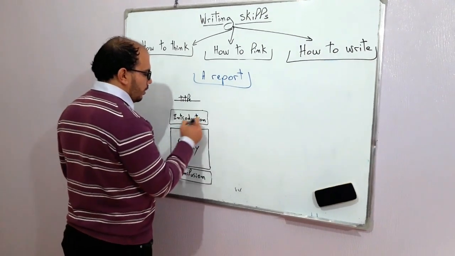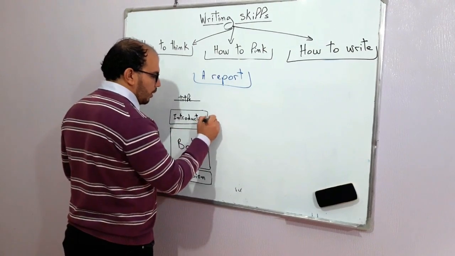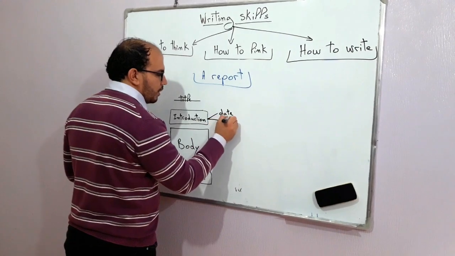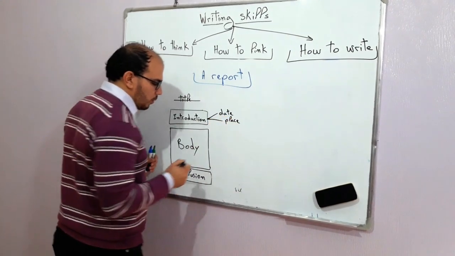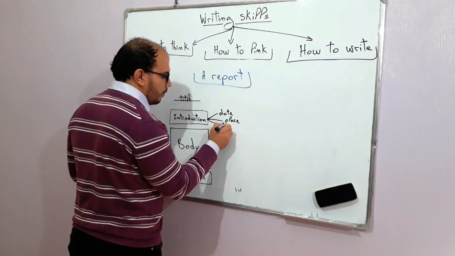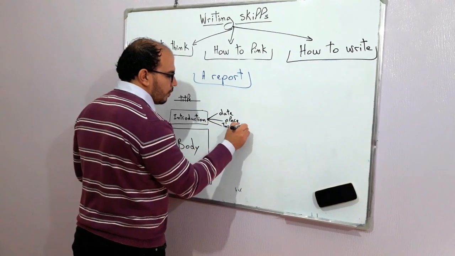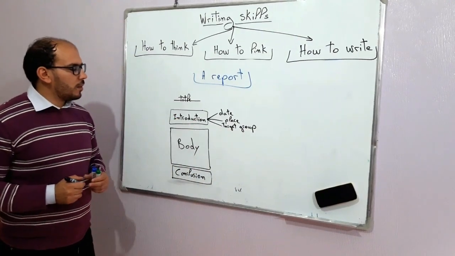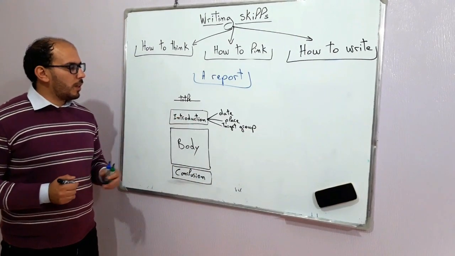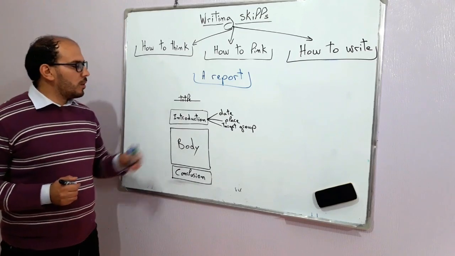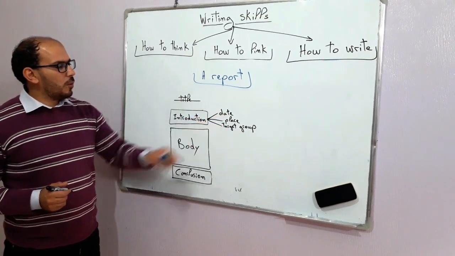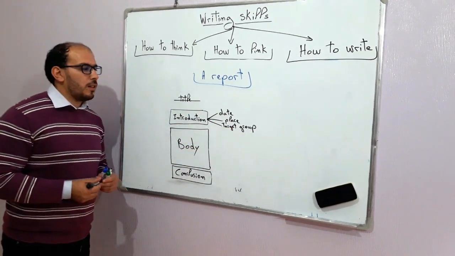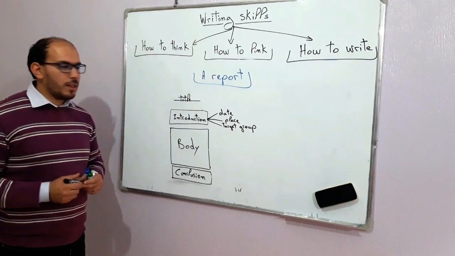In terms of the introduction of a report, I write, for example, the date, also the place, and also the target group, or any other information like that which can be included in the introduction. So we have the date, we have the place, and we have the target group, or the people involved in this activity, and so on.